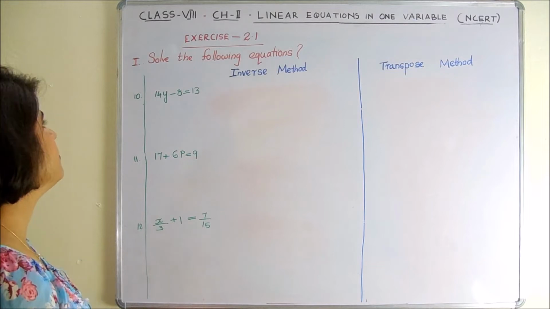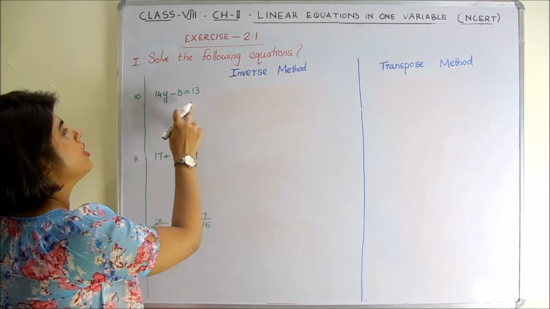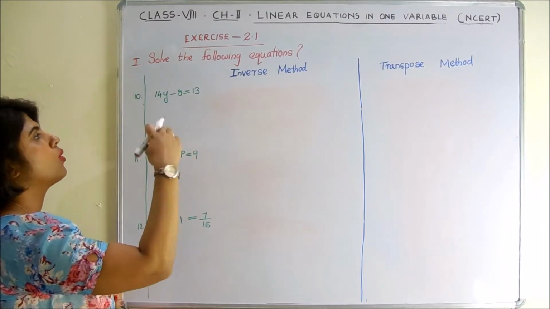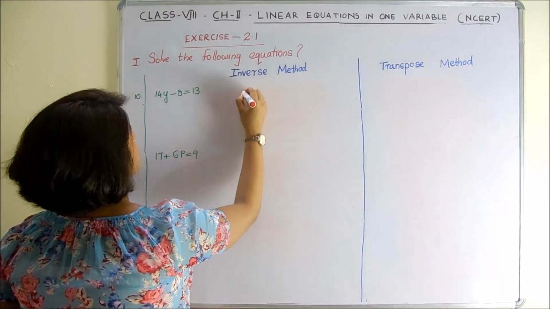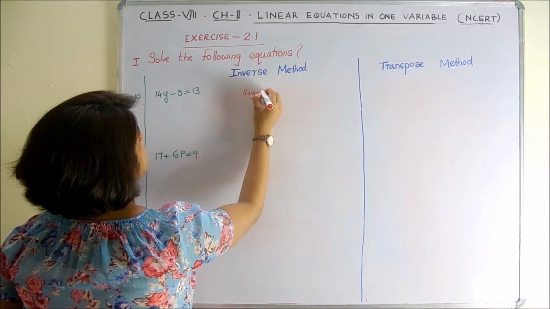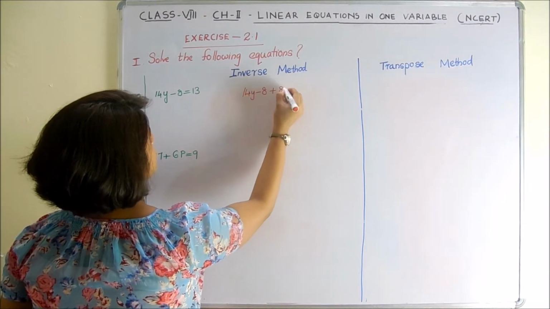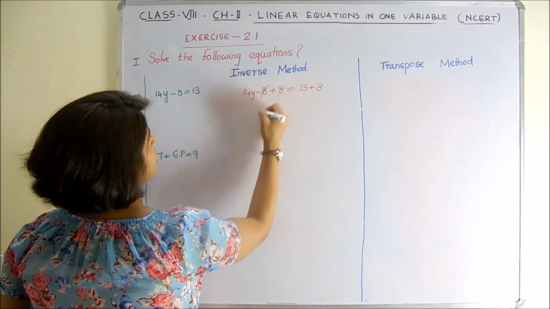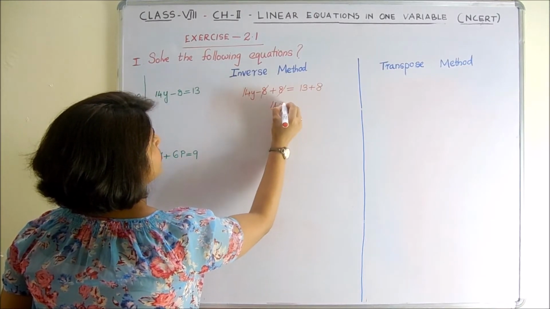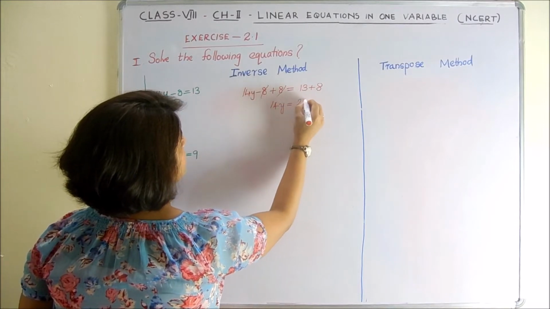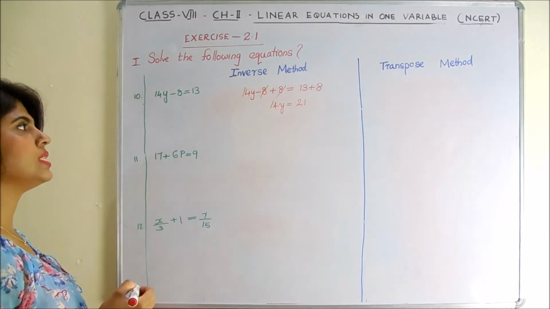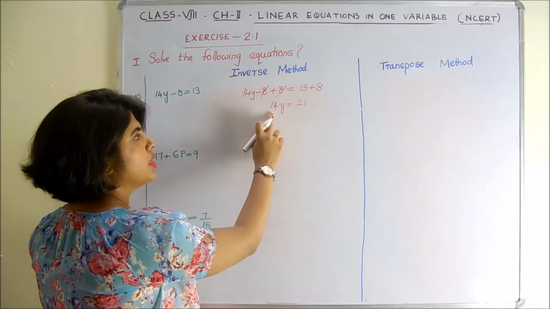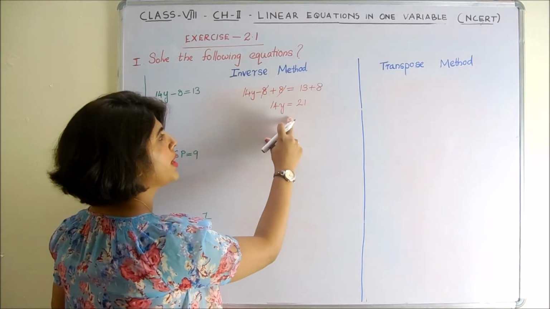10th question is 14y minus 8 equal to 13. Here we have to eliminate this minus 8 by adding plus 8 on both sides, right? So the equation becomes 14y minus 8 plus 8, which is equal to 13 plus 8. Here this will get cancelled. Then 14y equal to 21. 13 plus 8, 21. Here again we have to eliminate 14, which is the coefficient of y.